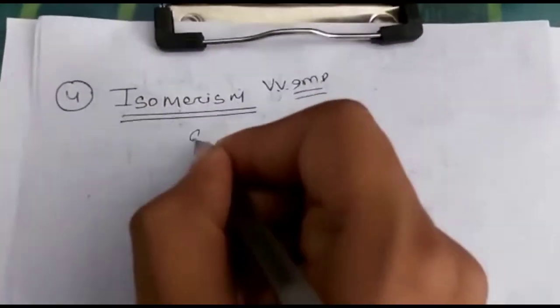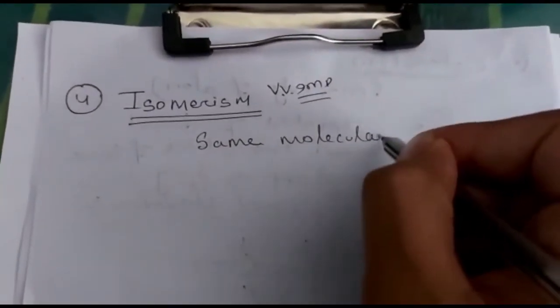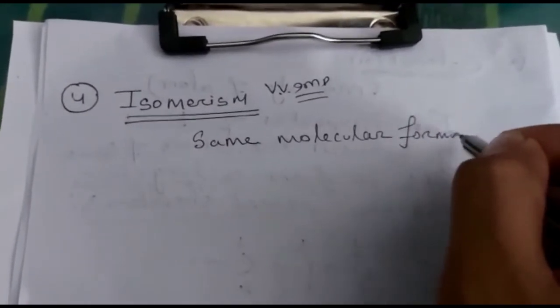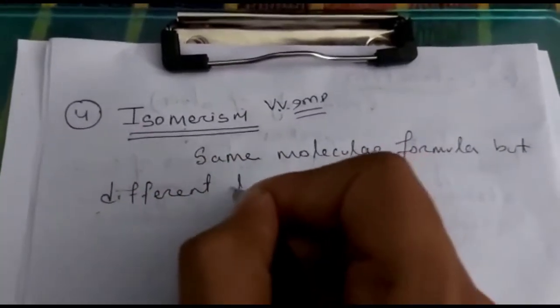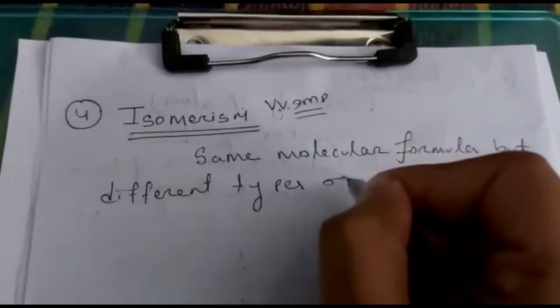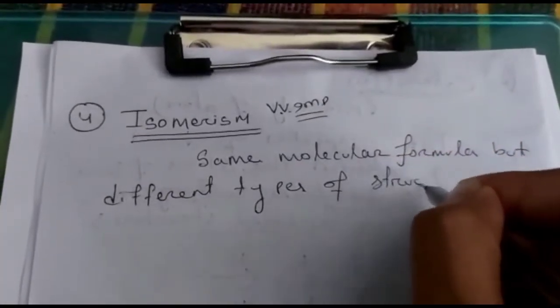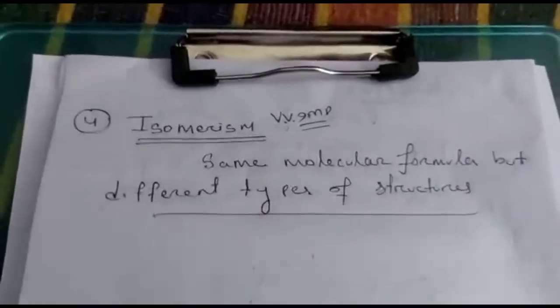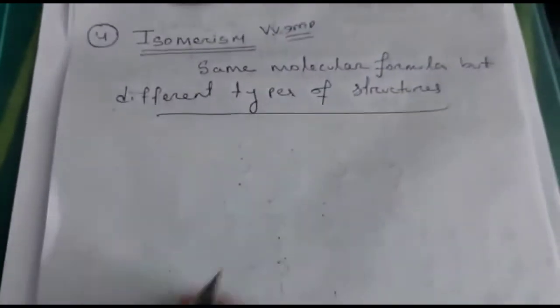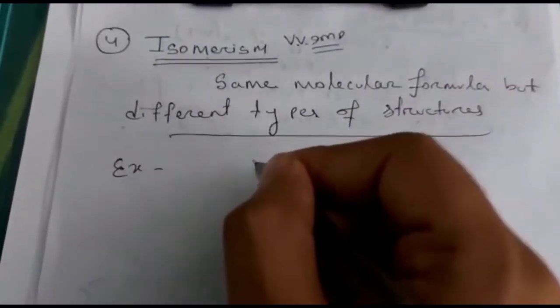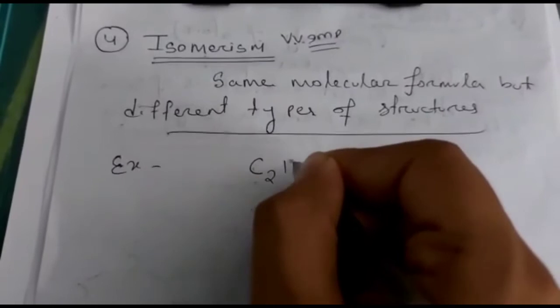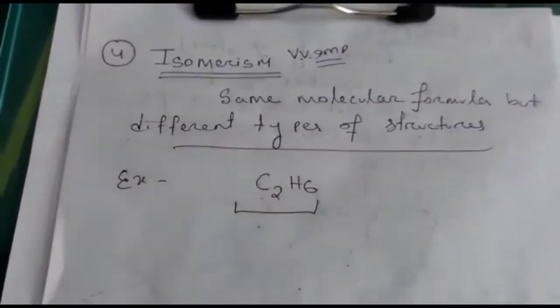First you should know. Same molecular formula, but different types of structures. Okay, same molecular formula but different types of structures. How can we see an example? Suppose you have C2H6. This is the compound.